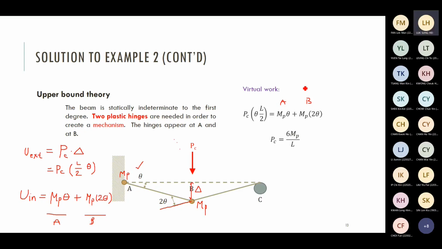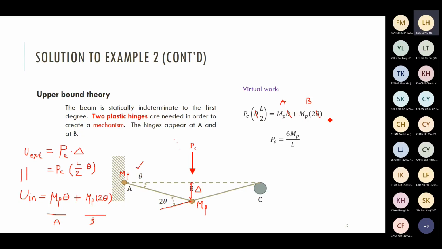Once you have the expression for external work and internal work, you can equate them. Then you can get our energy equation, the virtual work equation. You can see that theta appeared on both sides of the equation, so you can eliminate theta. The value of theta is not important because you can eliminate it at the end of your calculations. So it seems that PC is equal to 6 MP over L.